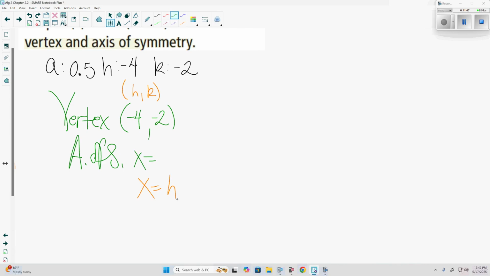Now our axis of symmetry is given to us for this here by the equation x equals h. Our value of h in this case is -4. So once we have the general forms, or we have the values of a, h, and k, or really h and k is what we need, we plug them in. Questions on this here? We're ready for the next one.